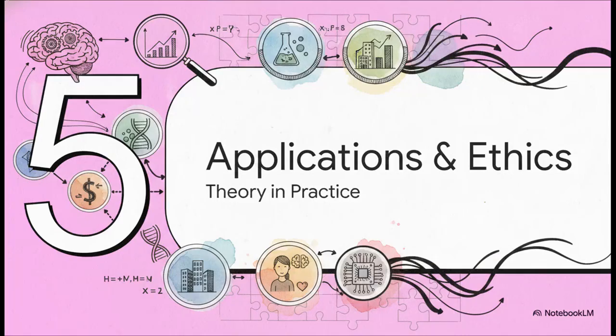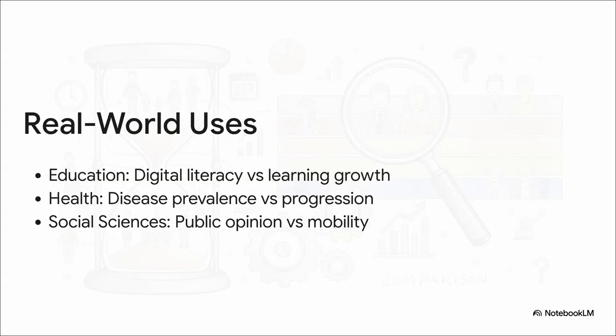Moving on to Section 5, Applications, Validity, and Ethics: Theory in Practice. Let's see this in the real world. These designs are the absolute backbone of modern research across so many disciplines. Let's look at education. A policymaker might use a cross-sectional study today to figure out the current digital literacy of students to see if they need to immediately buy more laptops for a school district. But they would rely on a longitudinal study to track long-term learning growth to see if those laptops actually helped improve test scores over a 5-year period.